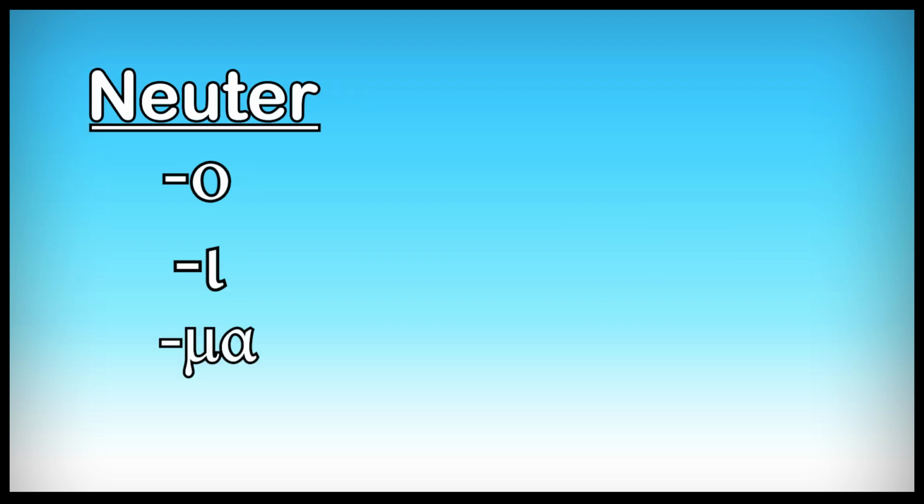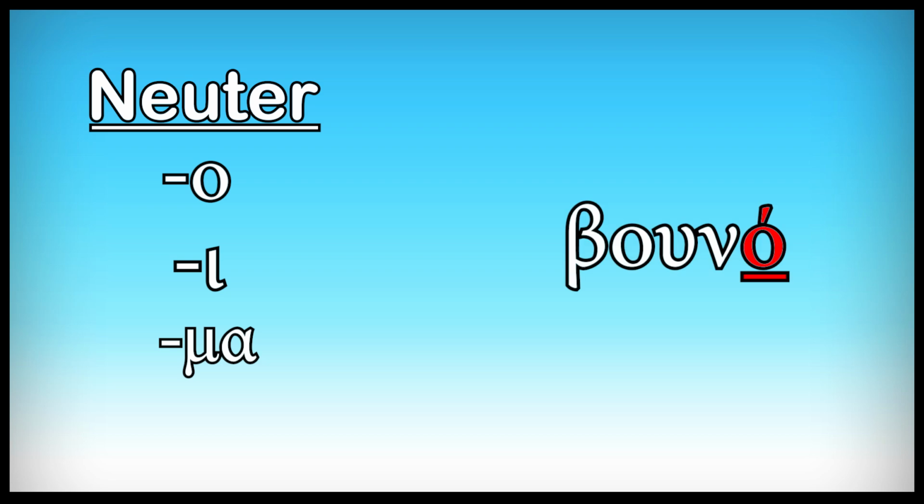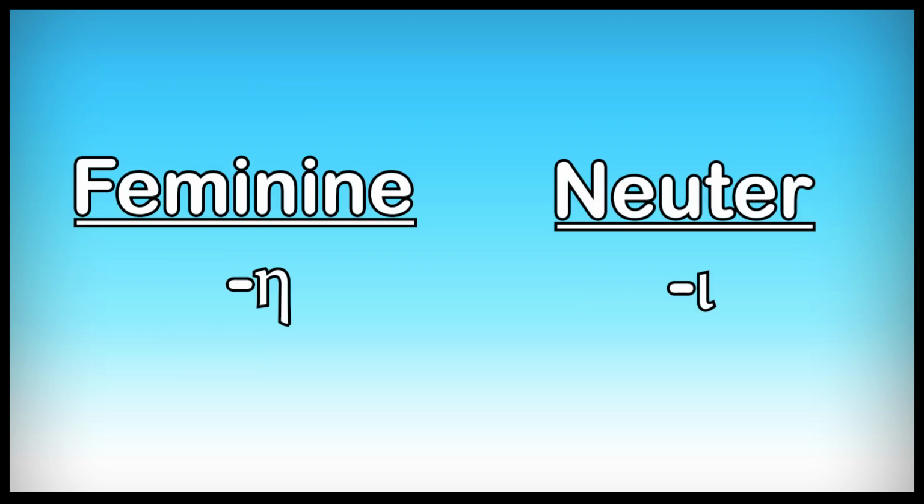Neuter has the most endings out of all the genders, but for now we're going to see the 3 most common ones. Those are o, i, and ma. Let's take a look at an example. Vouno, ending with o, making it neuter. Be careful though, the feminine i and the neuter i have the same sound but are written differently. Especially in the beginning, it is easy to mix them up, so make sure you're using the right one.